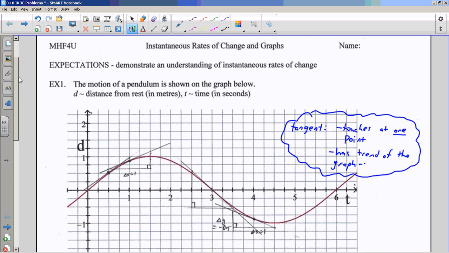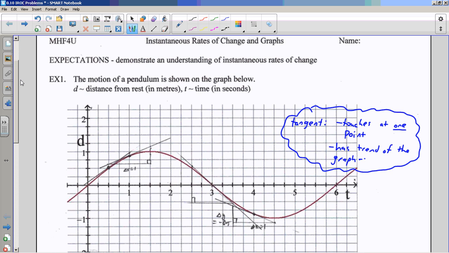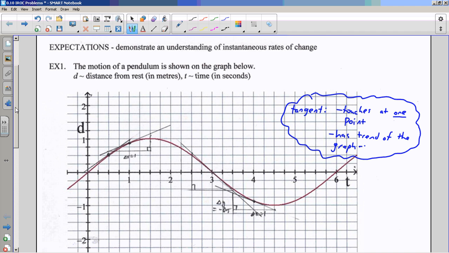So what you're asked to do: yesterday we talked about instantaneous rate of change. If we were given a table and if we were given a function, it was easy. But what happens if we're given a graph? Well, drawing a tangent is a little bit of a task. Basically, we know a tangent is two things. It touches the graph at one point, but it has the trend of the graph.